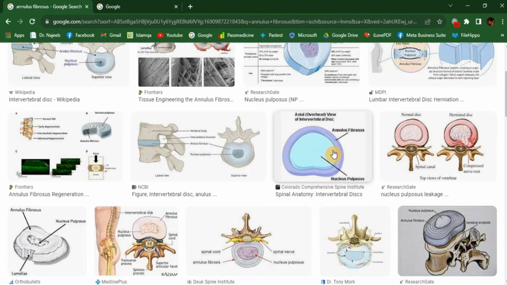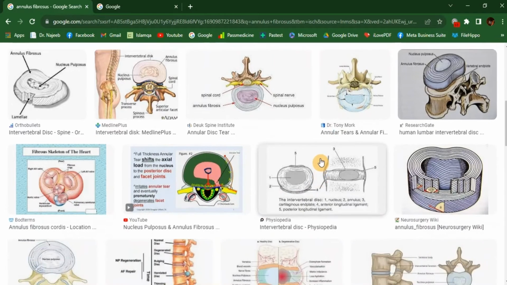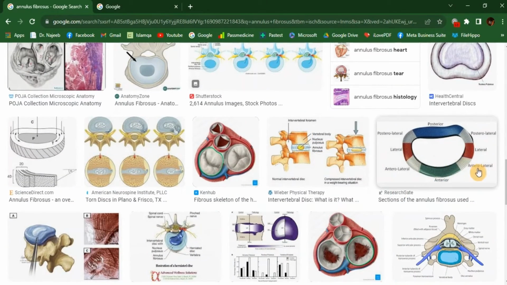So if we consider this as the intervertebral disc, the outer portion is the annulus fibrosus, and the central portion is known as the nucleus pulposus. The annulus fibrosus may be divided into certain types based on the location, like posterior, anterior, lateral, anterior lateral, and posterior lateral. In ankylosing spondylitis, mostly the outer margin and the lateral portion is most commonly affected, which will ultimately give rise to the syndesmophyte.